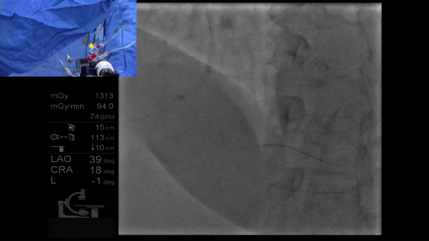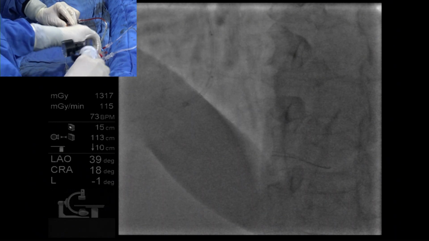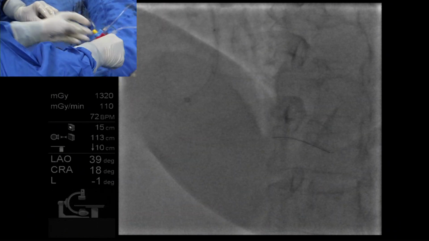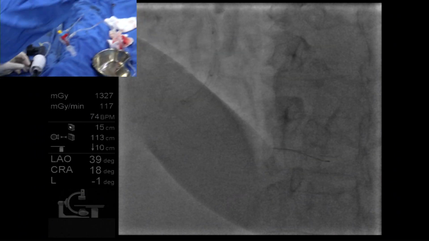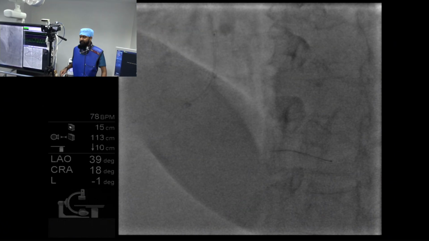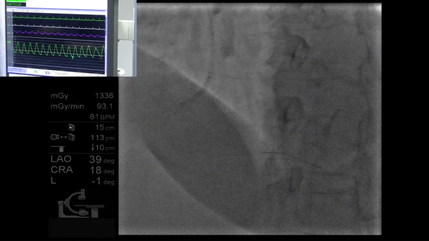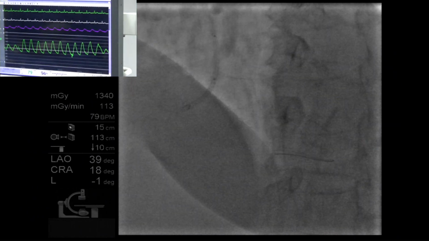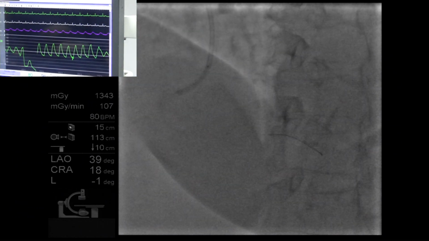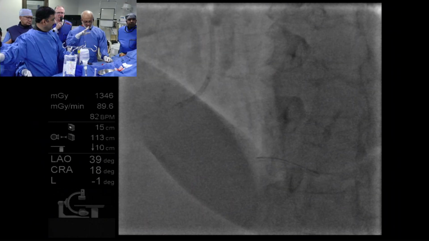Okay. See, now our balloon is in the distal part of the guiding catheter. Sanjay, before you inflate the balloons, can we just get a camera on the pressure? Yes. Okay. Now I am inflating the balloon, so the wire is fixed in the guiding catheter. And now we can safely pull this microcatheter without any problem, without losing access.